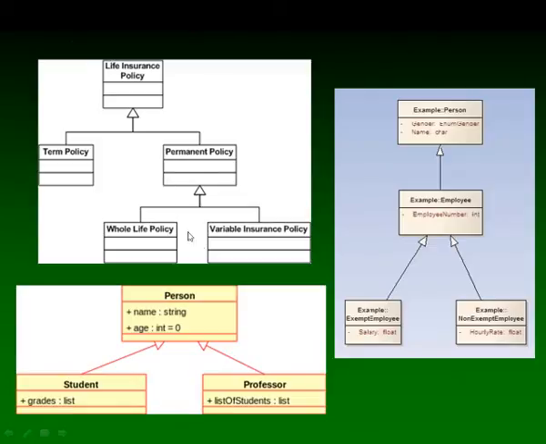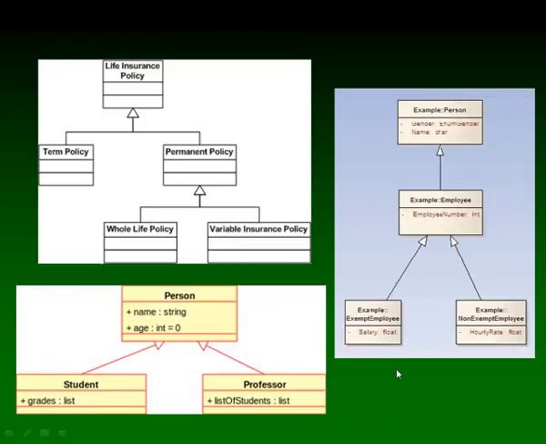Okay, so here are three more examples. Whole life policy and variable insurance policy are both permanent policies. Term policies and permanent policies are both life insurance policies. So these are showing you that it is an is-a relationship, not a part-of relationship. Student is a person. Professor is a person. Variable insurance policy is a permanent policy. A permanent policy is a life insurance policy. So that's what we mean by generalization or inheritance. Is-a, not part-of or has-a.